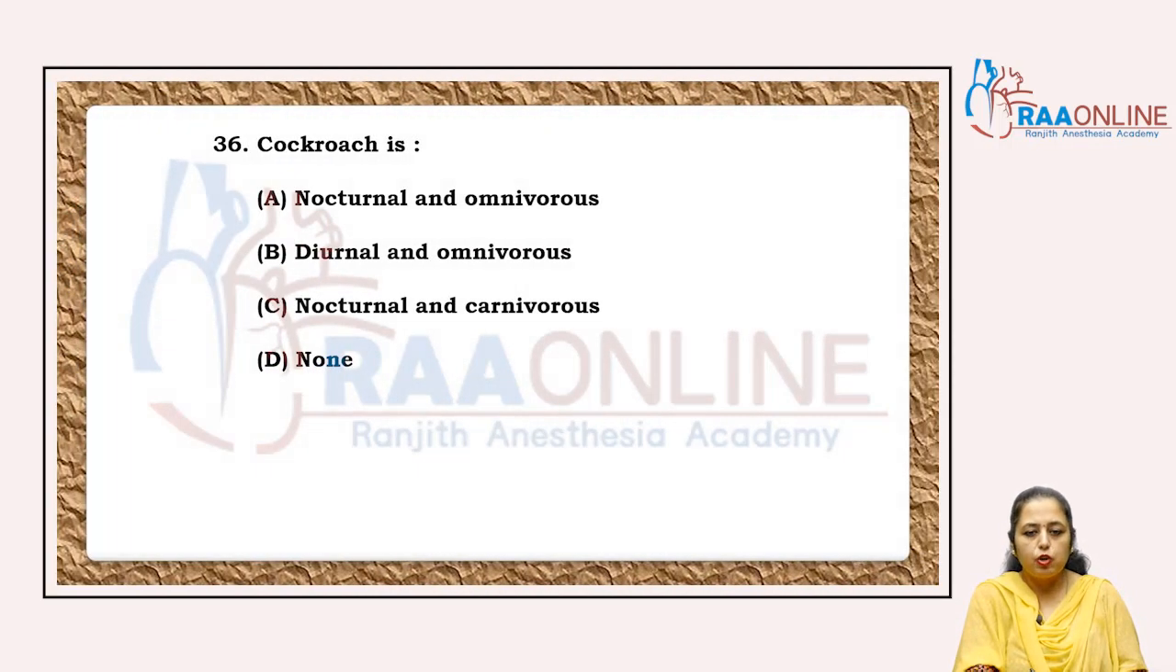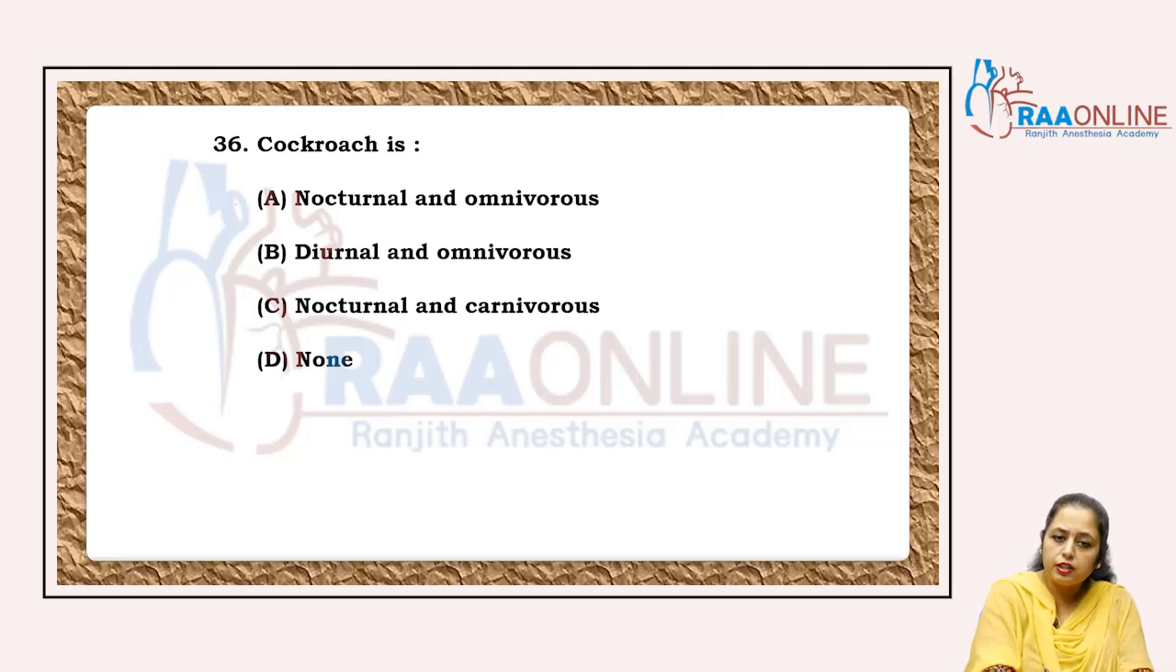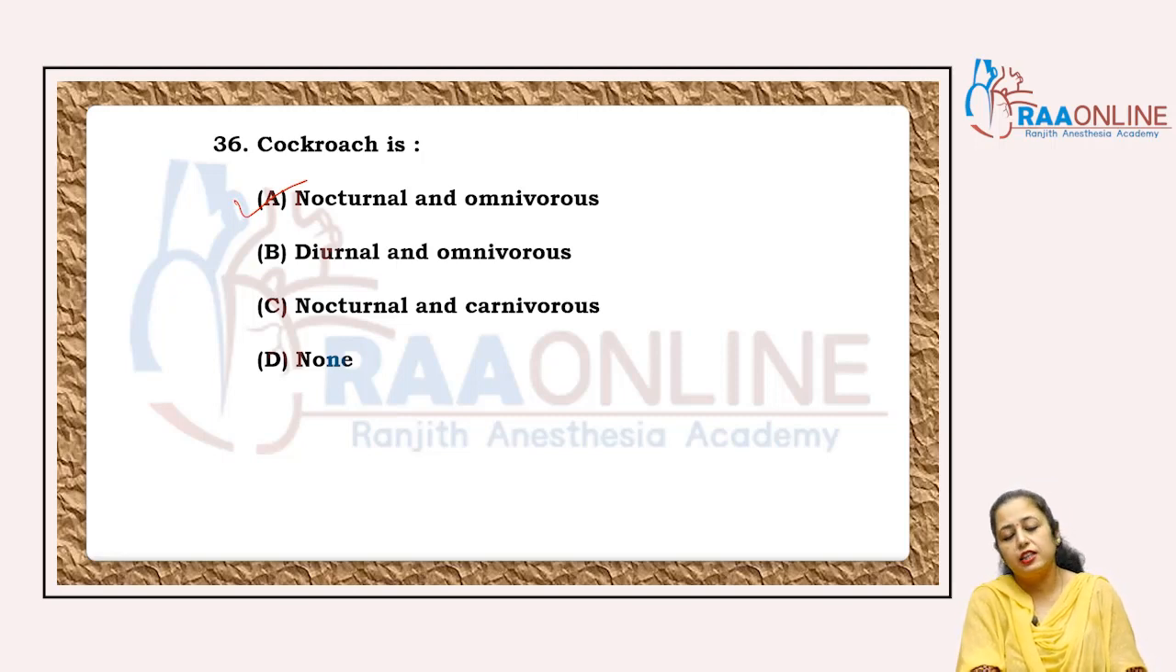So the next question is, the cockroach is nocturnal and omnivore, that means they are night dwellers and omnivores. They eat veg, non-veg and all these things, right. Diurnal and omnivore? No, that would mean we can see them only in daylight. Nocturnal and carnivores? No, that would mean they eat only non-veg. They are nocturnal and omnivores. That's why at night we see cockroaches in maximum strength, right.